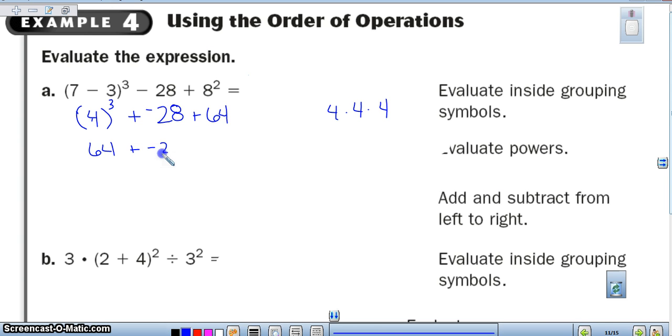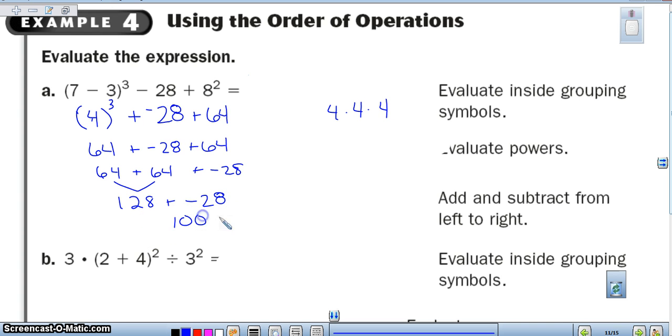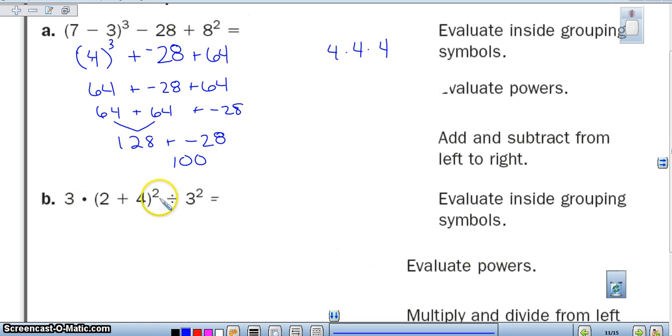64 plus negative 28 plus another 64. If I'm looking at this problem, we have a nice property in addition called the commutative property, which lets me switch the order. So I could actually switch the order and put 64 plus negative 28. Adding the two 64s, I have 128. This makes it a much easier problem, plus negative 28, instead of going from left to right, and our answer is 100.